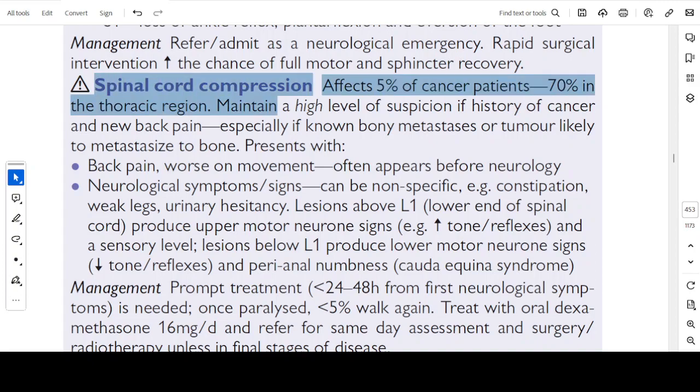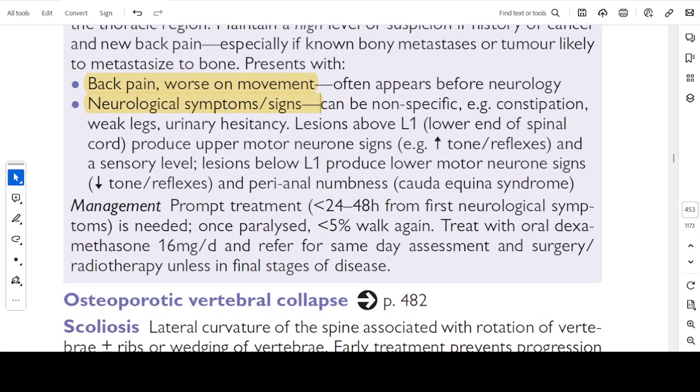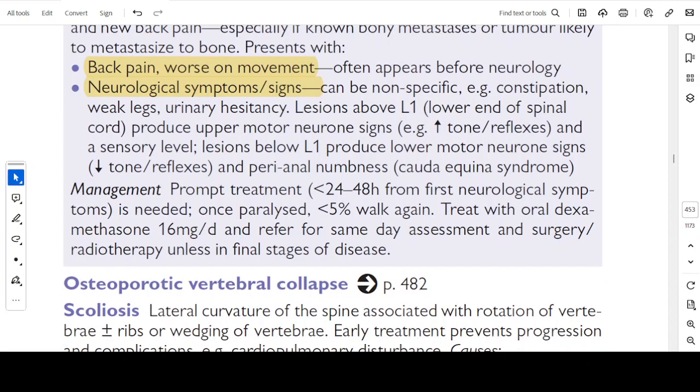Spinal cord compression affects 5% of cancer patients, 70% in the thoracic region. Maintain a high level of suspicion if there is a history of cancer and new back pain, especially if known bony metastasis or a tumor likely to metastasize to the bone. Patients present with back pain worse on movement, which often appears before neurology. So back pain which is worse on movement, you should be very cautious. It could be spinal cord compression. Neurological symptoms or signs can be non-specific.